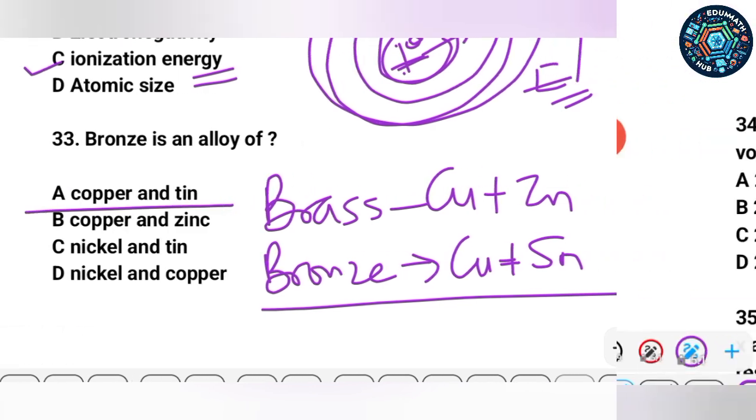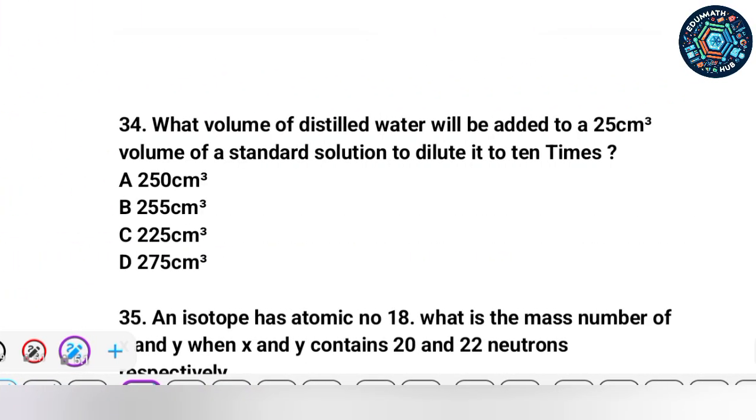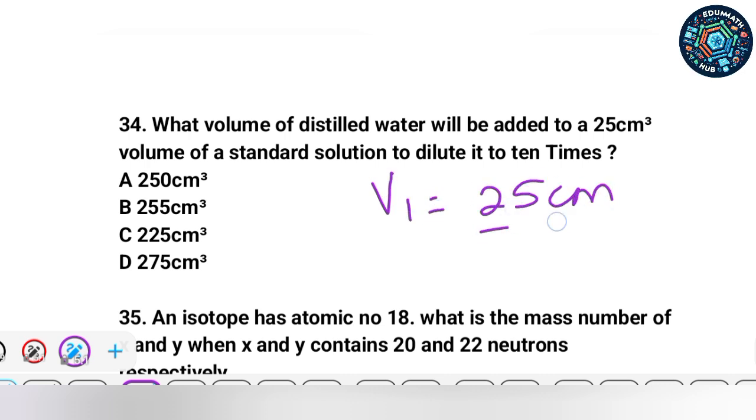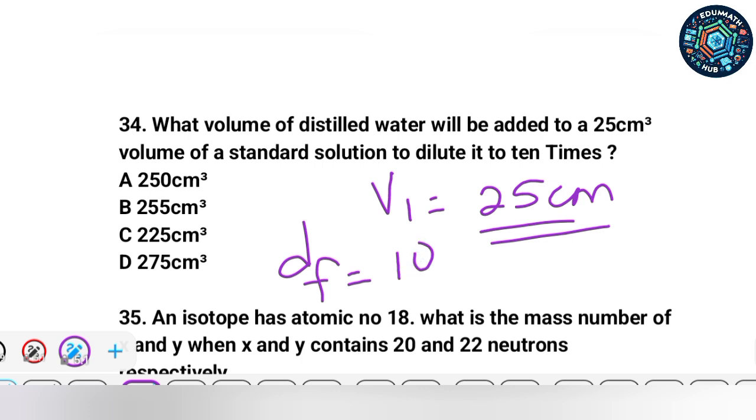That's option A. Next question is, what volume of distilled water will be added to 25 cm cube volume of a standard solution to dilute it to 10 times? And these are the options here. The first thing to note is that look for your V1, which is your initial volume. That's V1 is 25 cm cube. So this solution here is already diluted. We want to dilute it to 10 times of the initial volume. So you must first of all find what is called the dilution factor. So dilution factor in this question, which is your DF, it is 10. You can see this is a factor.